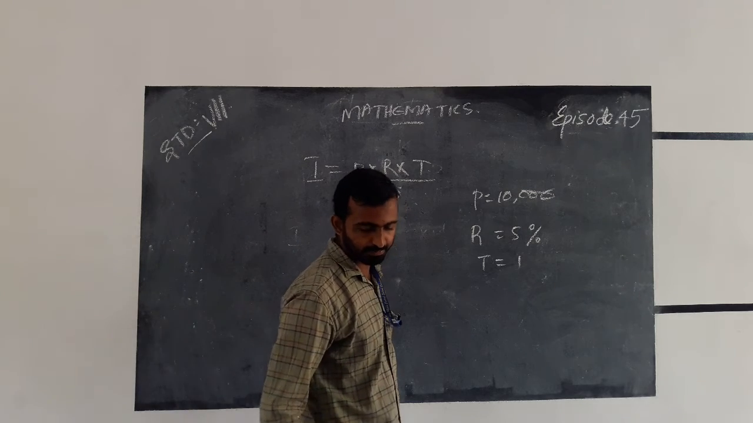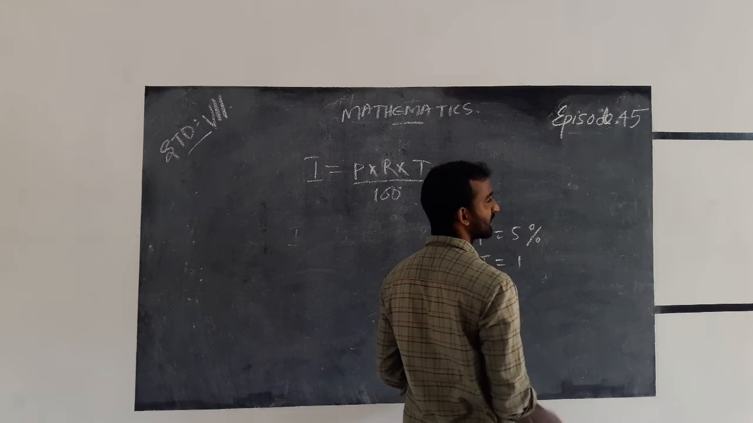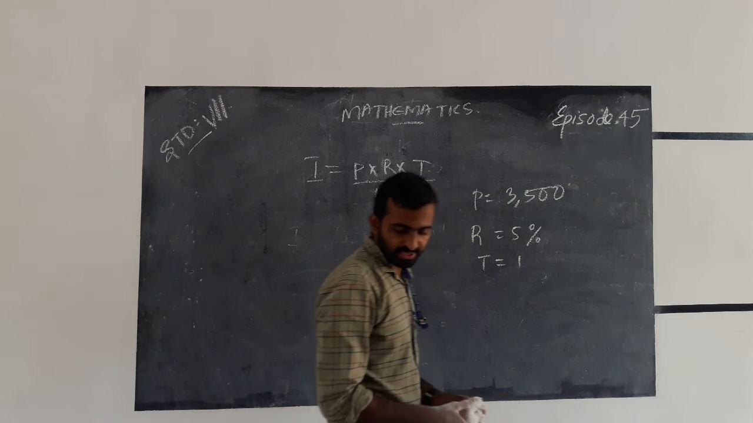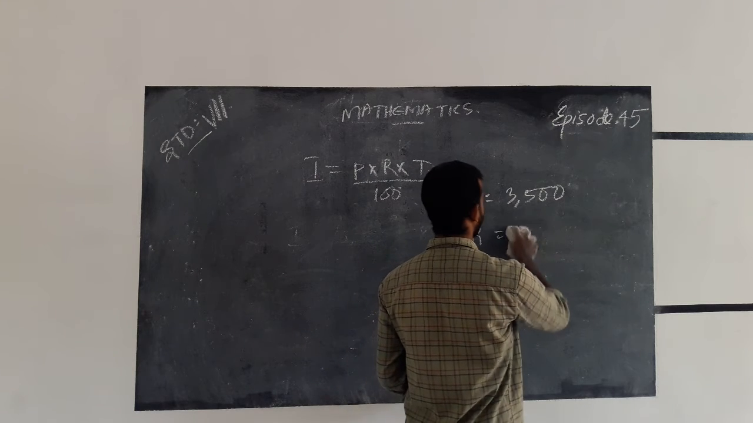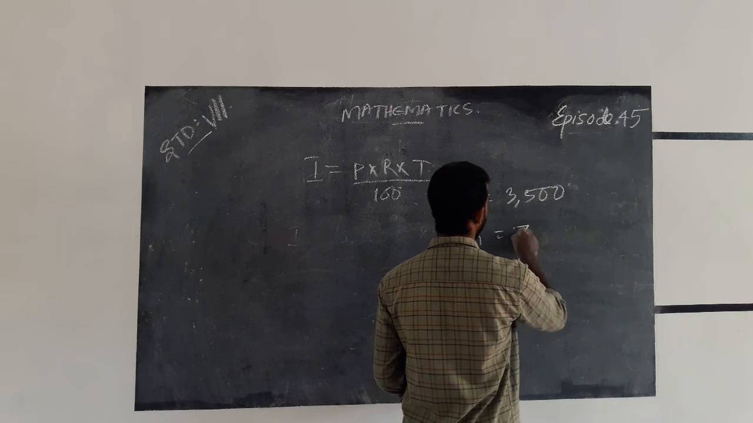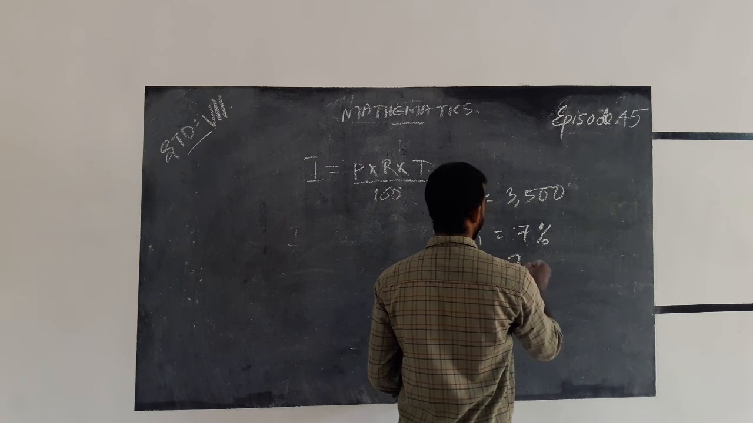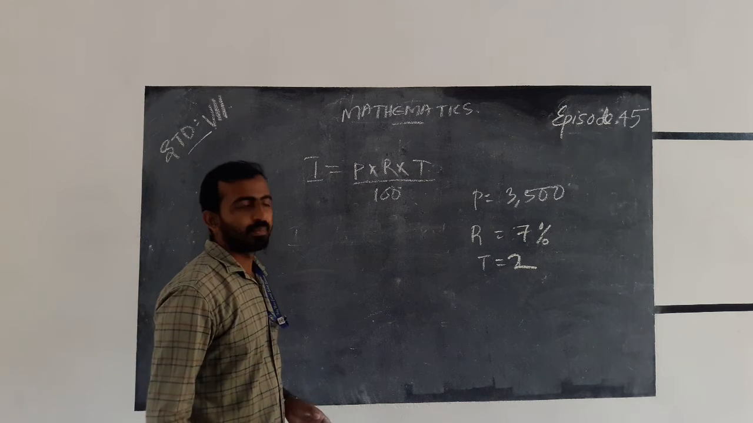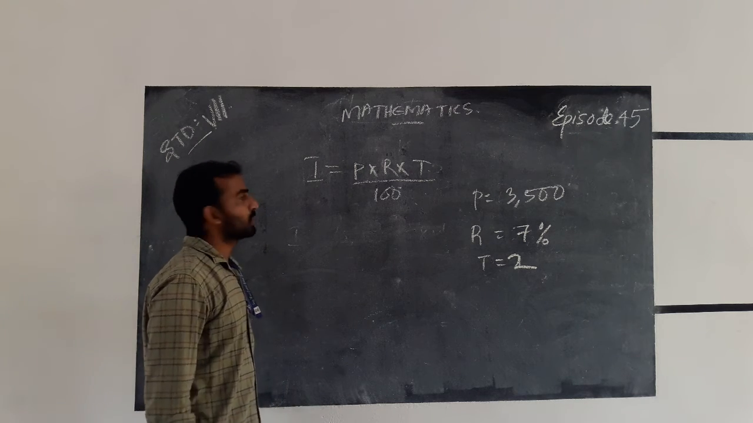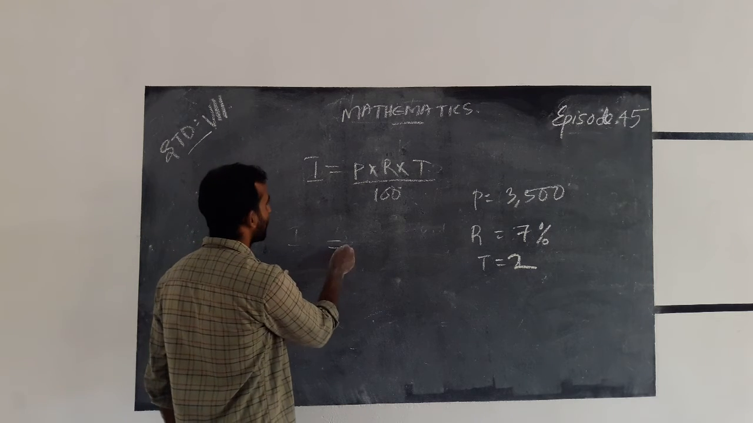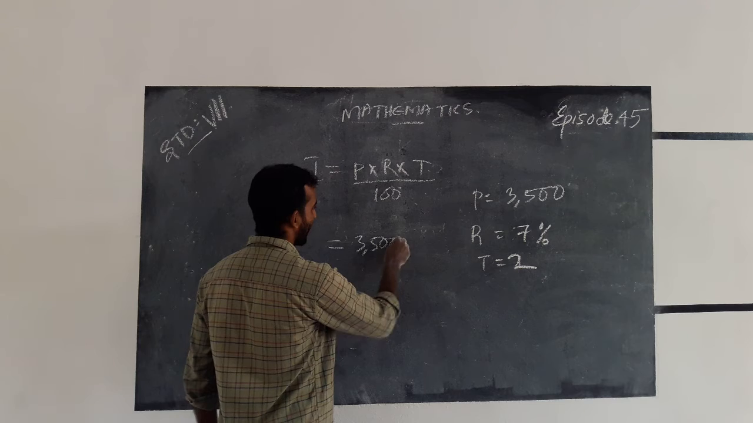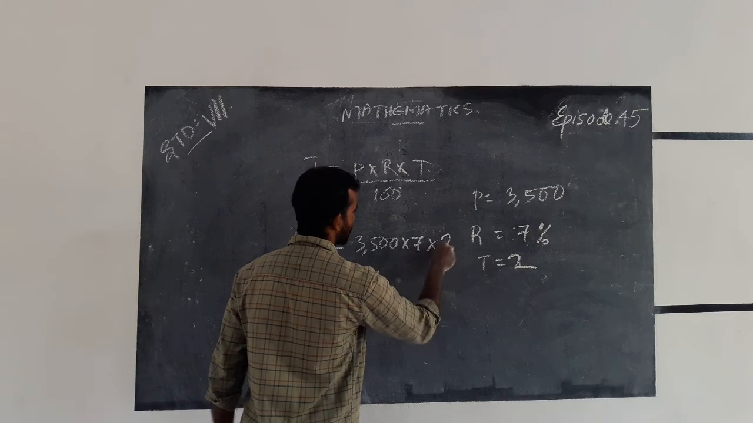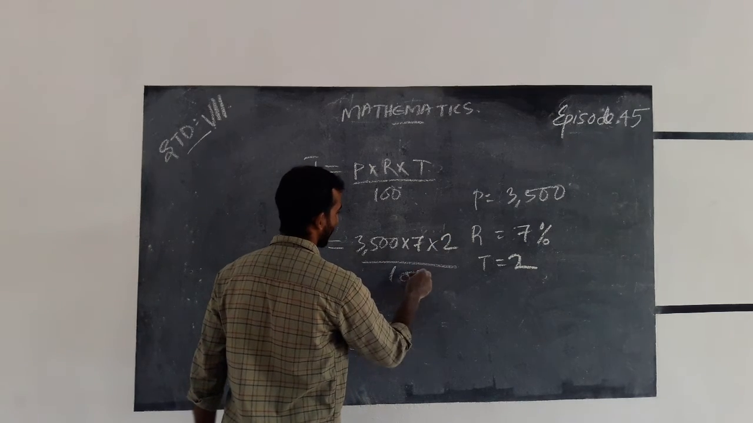Here, what is P? 3,500, and the rate of interest is 7. And T here means 2. We apply the formula I equal to P into R into T by 100. Here P is 3,500 into R means 7, T is 2, and this is 100.